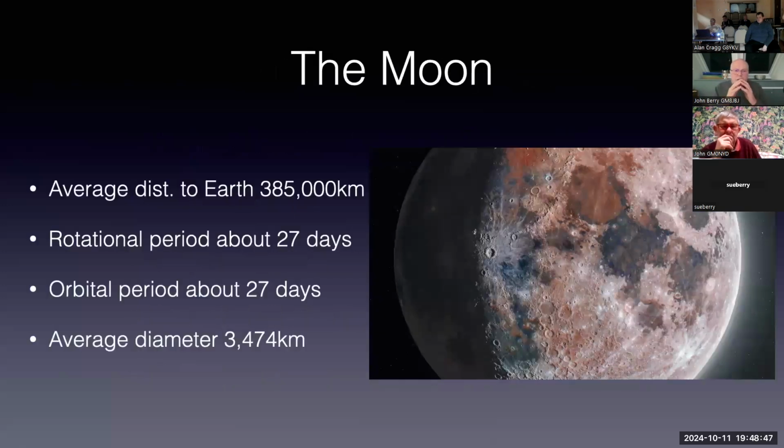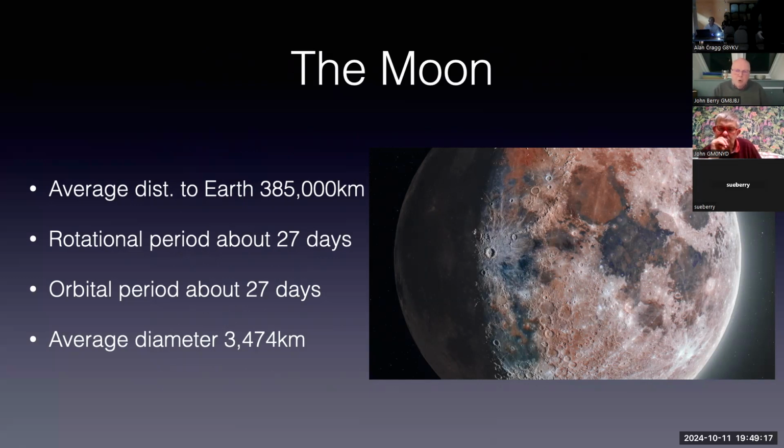The moon itself, well, you know it's kind of up there. It's a half moon at the moment. The average distance to the Earth is 385,000 kilometers. The interesting point is it rotates with a period of about 28 days, and it orbits the Earth with a period of about 28 days. Both are different, but what it does mean is that roughly it's the same face that you always see.